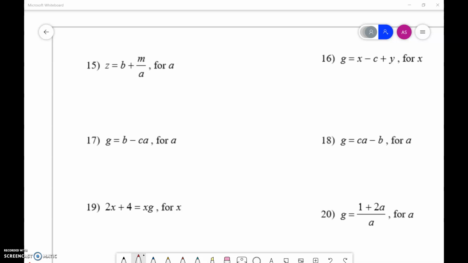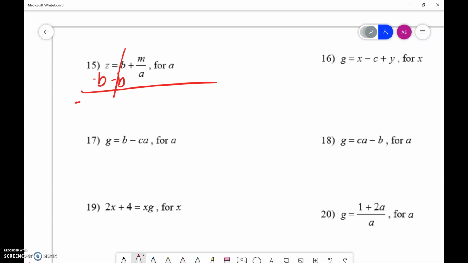Literal equations part 2. This is really for my pre-AP students. If you want to watch it to learn something new, you can, but this is an optional video for extra credit. Okay, so I'm solving for A, so I'm going to subtract B on both sides.